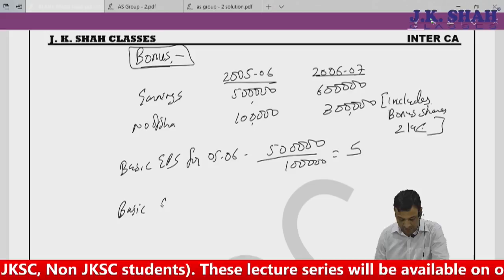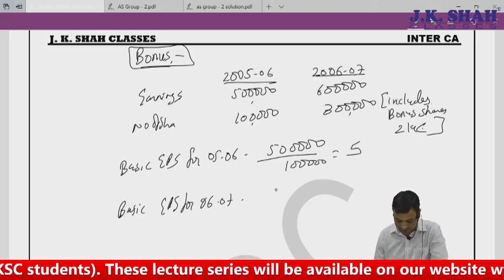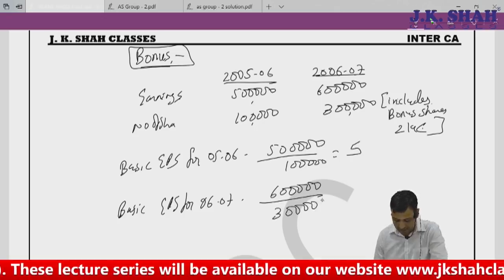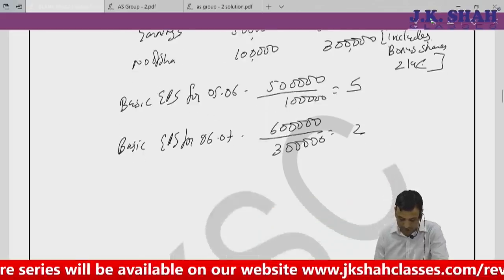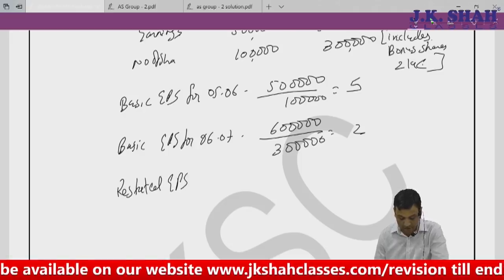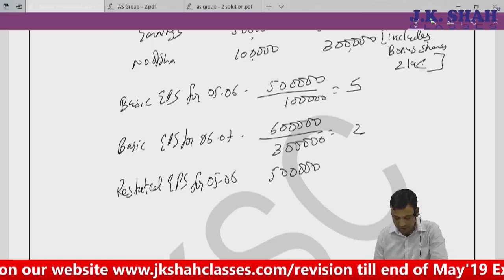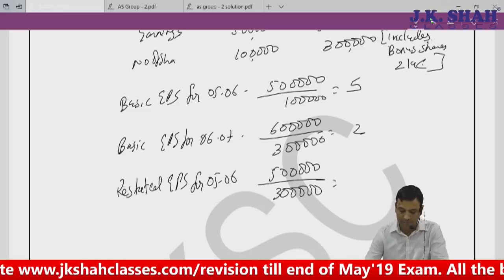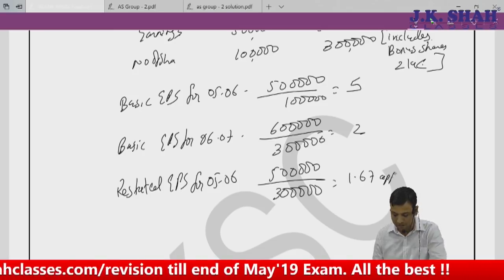Then what is the basic EPS for 6-7? It is nothing but 6 lakhs divided by 3 lakhs. It's 2. But we need not compare this and this because the effect of bonus is there. So we need to restate. Restated EPS for 5-6, or adjusted EPS, you will say as if the bonus was there right from the beginning: 5 lakh divided by 3 lakhs, which is 1.67 approx.